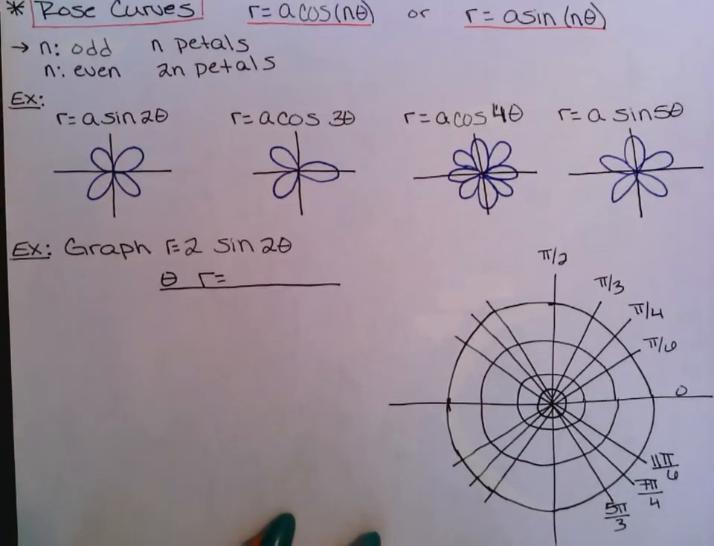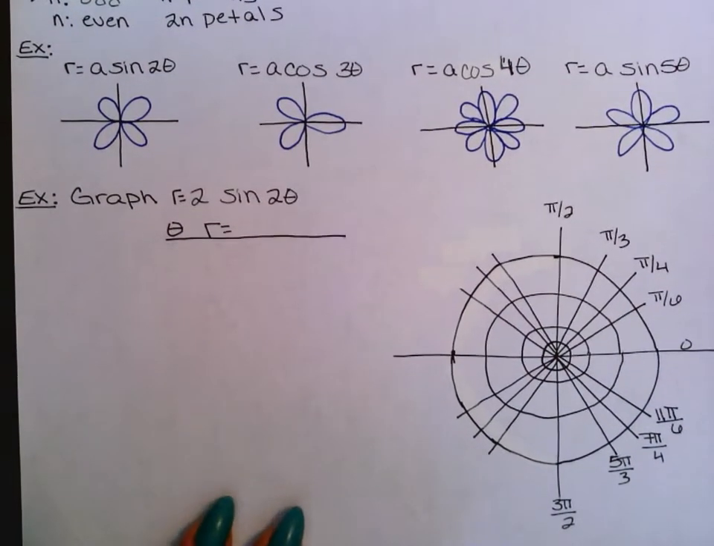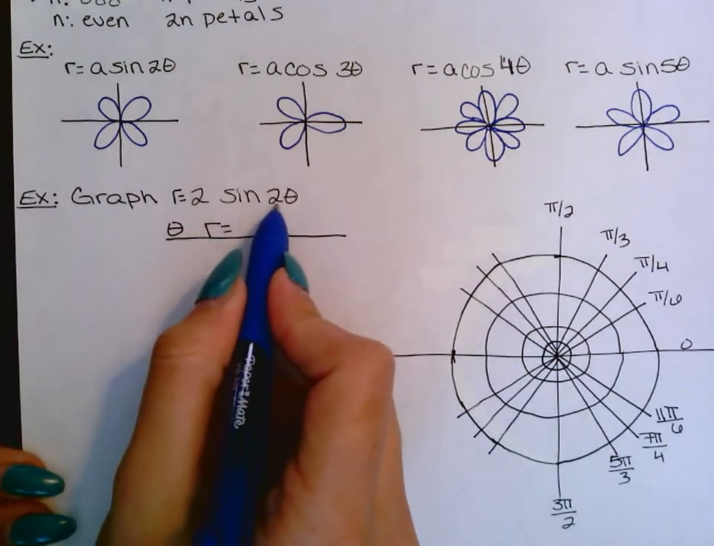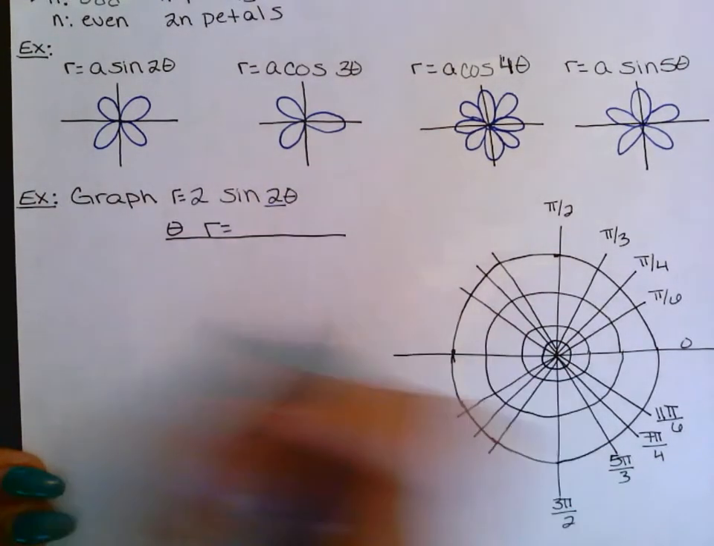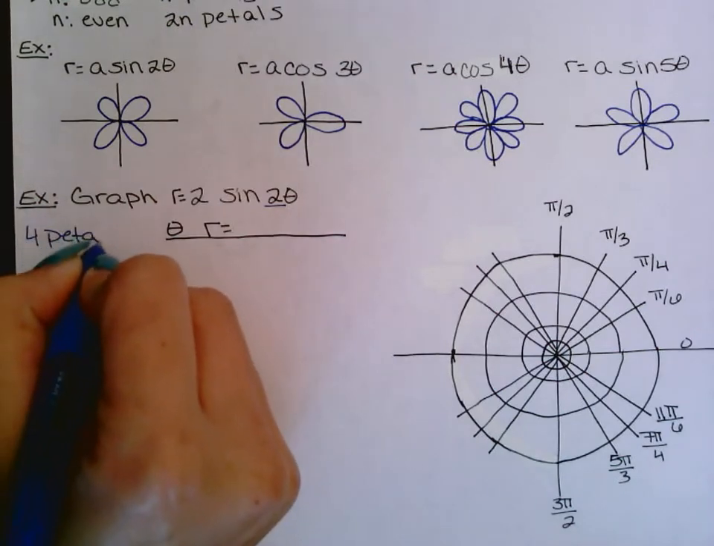Again, don't mind my drawings, but you can print these out from my website under the resource tab. I have a bunch of baby graphs that you can just do your homework on. So, being that this is 2 and it's even, I know that this is going to have 4 petals. So I know what to expect.